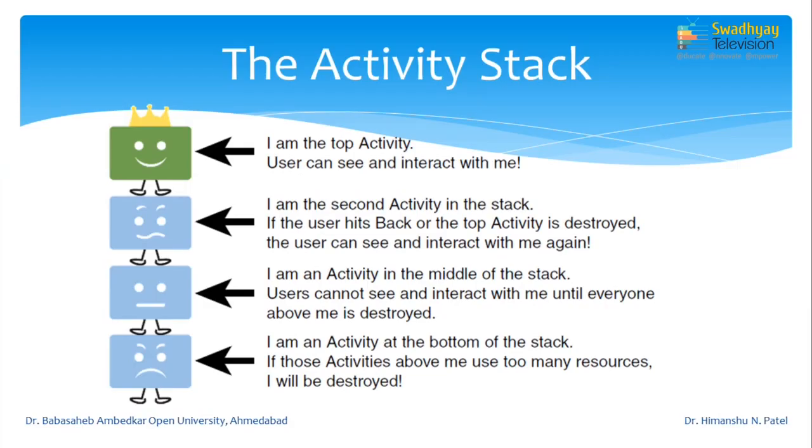Here on the screen you can see 4 activities. The top activity is what the user can see and interact with. Next is the second activity. Suppose the first activity goes into the background, then the second activity comes into the foreground and the user can see it. The third activity can only be seen if 2 activities go into the background. So, at a time there is only one activity on the top of the stack, and the user can only see and interact with that activity.